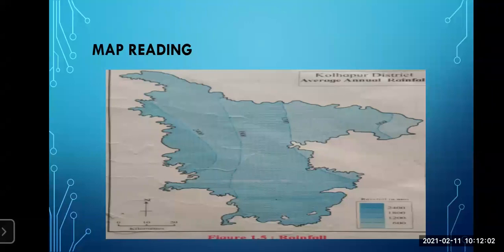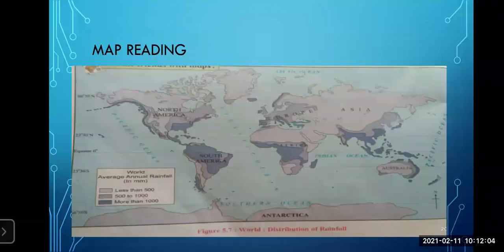Now let's take one more example, the world distribution of rainfall. Here the continents are given. Let's take this particular example. The 7 continents are given over here and the title of the map is distribution of rainfall. Here the color tint is also used to show the amount of rainfall. Now first study the map. See, the equator passes as the 0 degree.